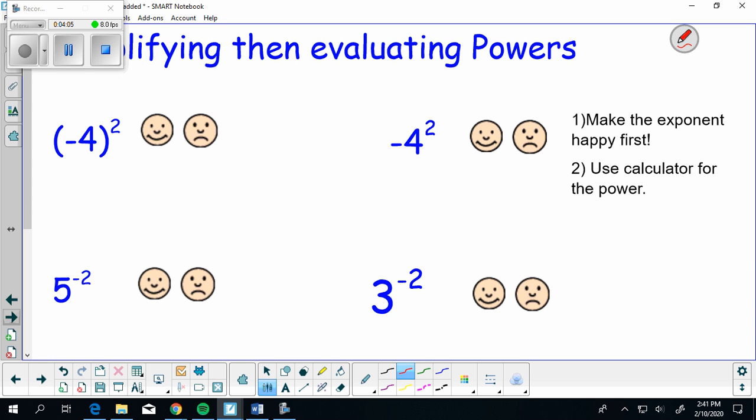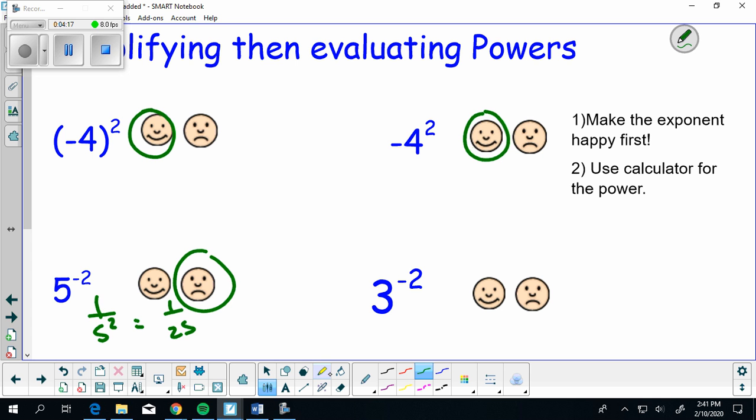Okay, so I've got some more to try here that are unhappy or happy. This one is happy. This one is happy. This one is unhappy. So he would need moved down to the bottom to evaluate. And this one is unhappy. So he would need moved down to the bottom to evaluate. So 1 over 3 squared, which is 1 over 9. Okay, this one is 16 if you put it in your calculator, and that's negative 16 if you put it in your calculator.